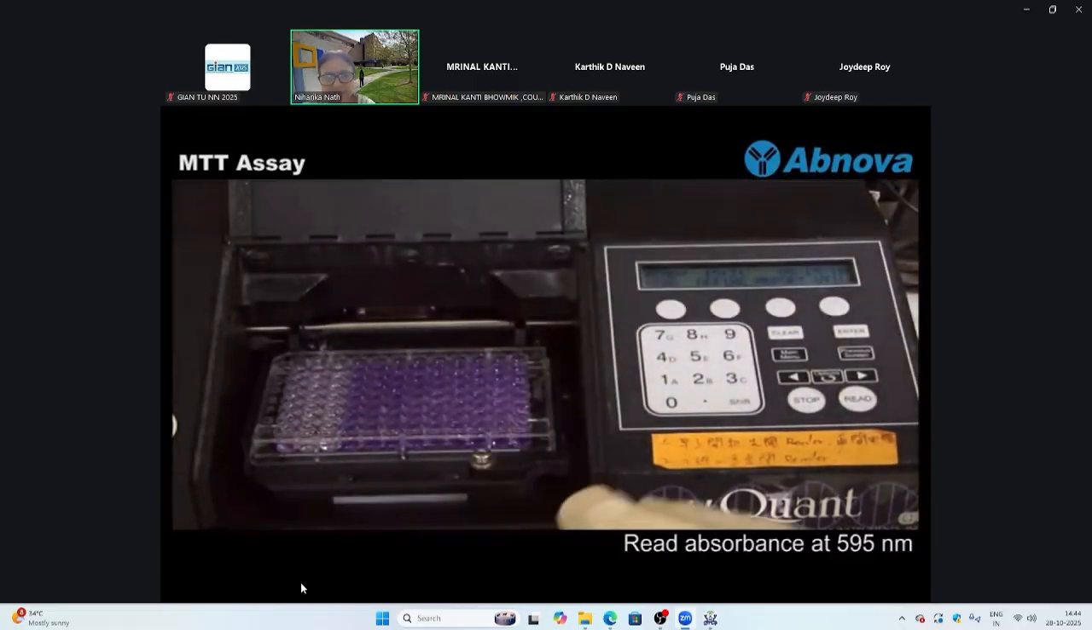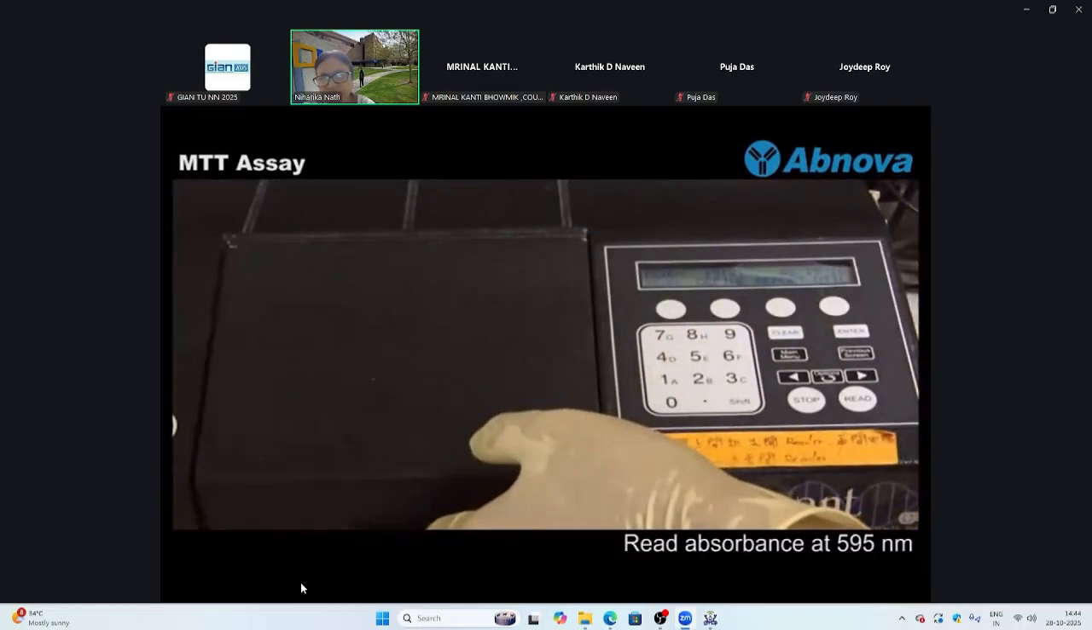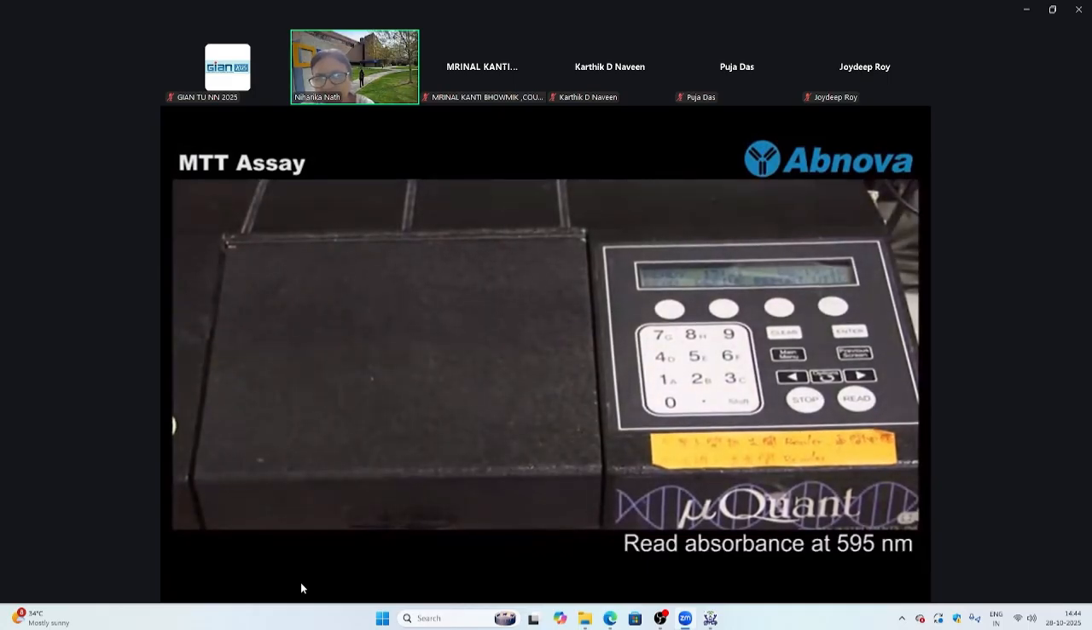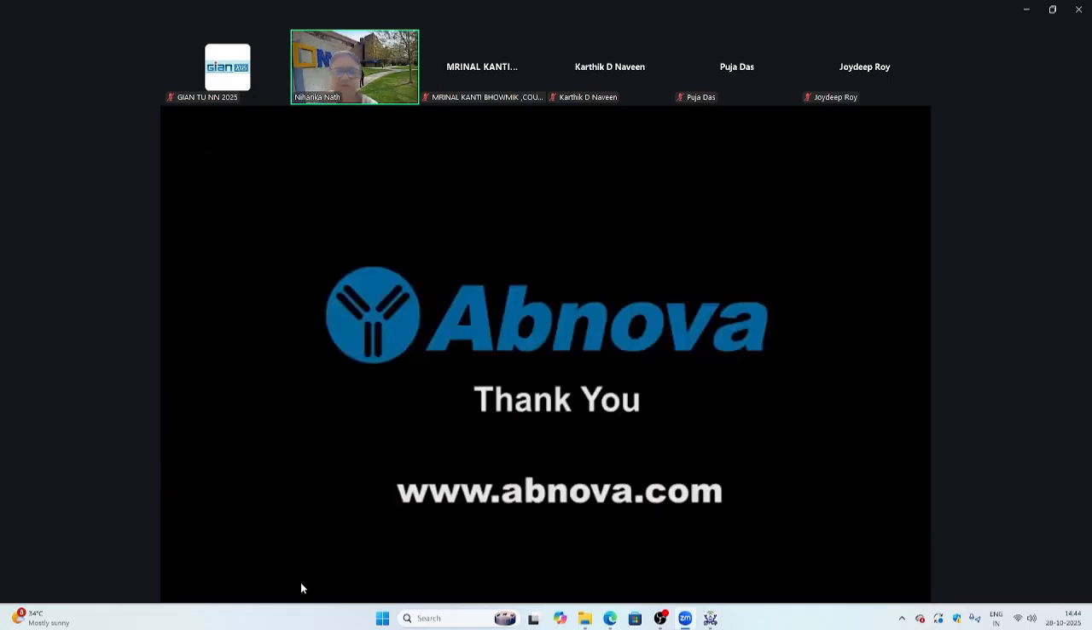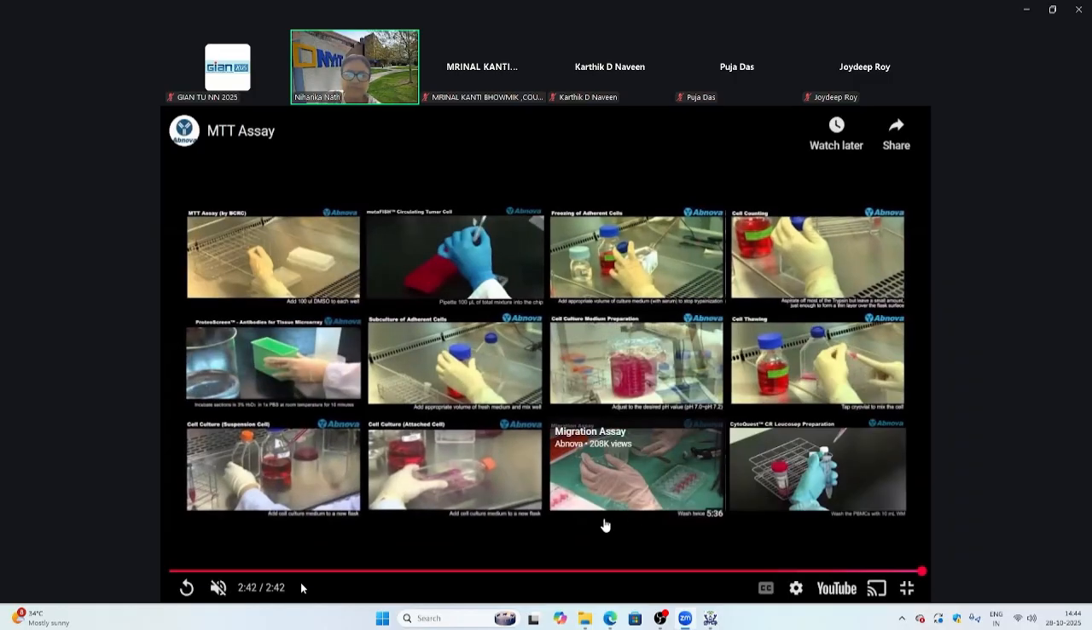And this is a plate reader. It's a spectrophotometer. It will read it at 540 wavelength. And that way you get this. So I really like a lot of the Nova items.